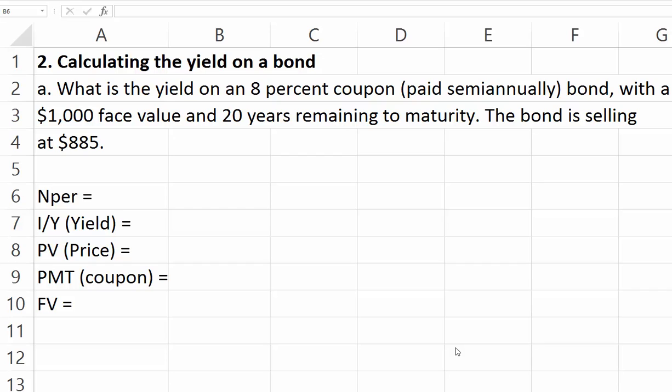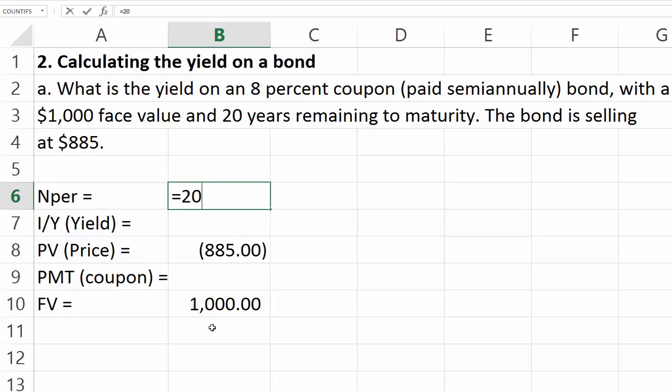We try to estimate the yield on an 8% bond that pays semi-annual, and the bond has a 1,000 face value, so we know that the future value of this bond, or the face value, is 1,000. We also know that the current selling price of this bond is 885. Another thing we know is that we have 20 years until the bond matures.